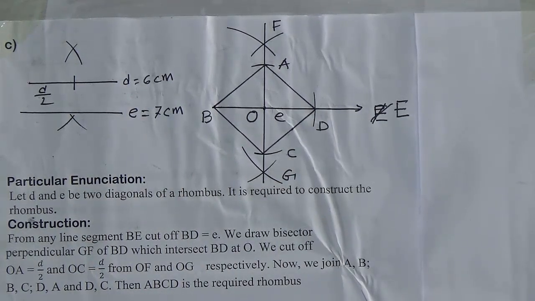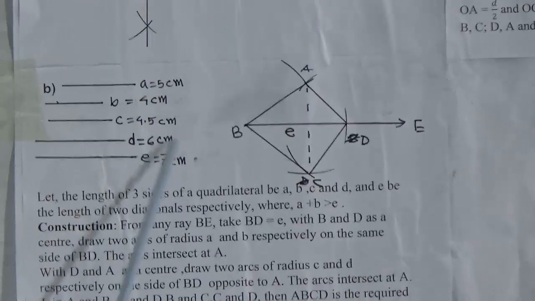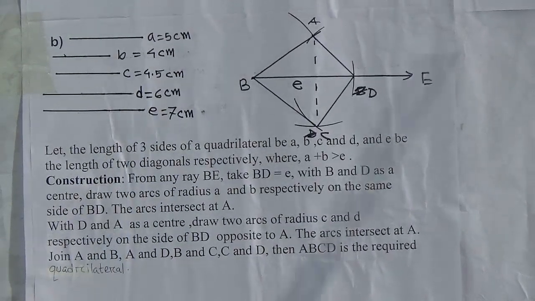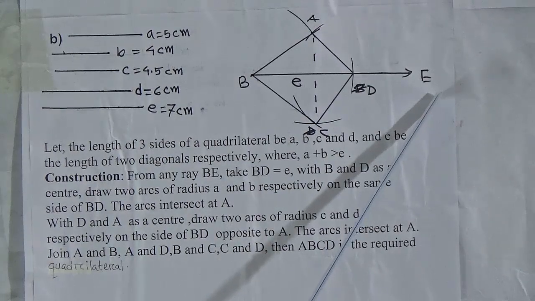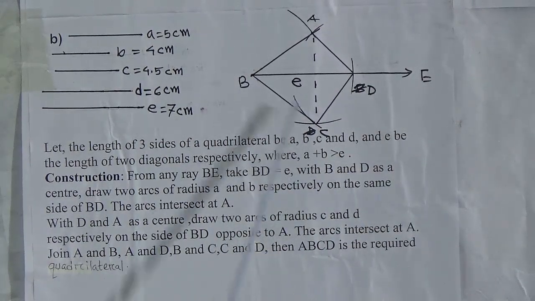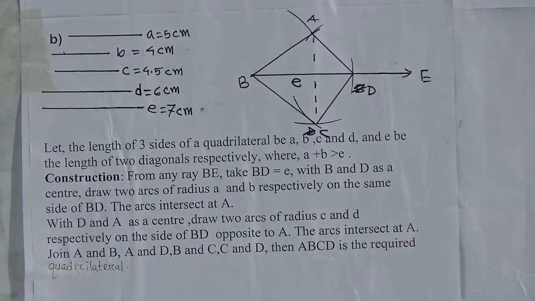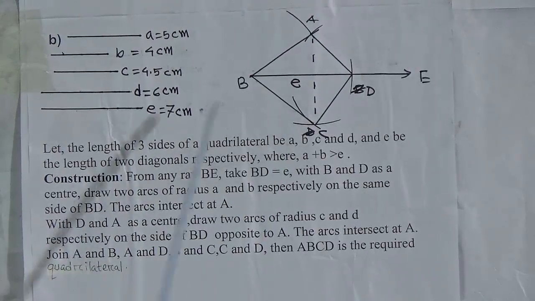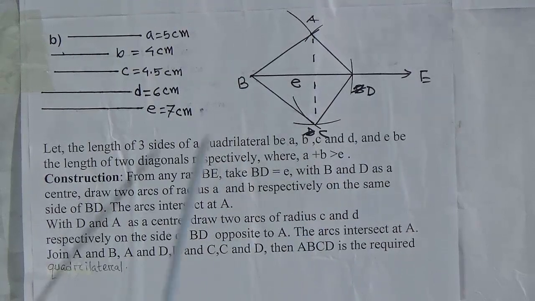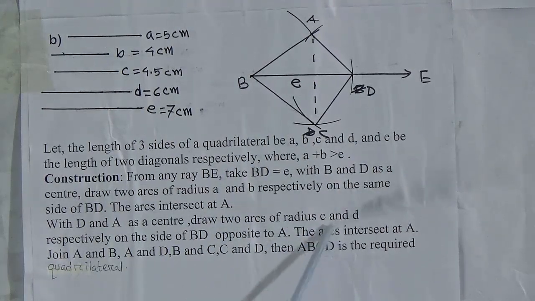Dear student, as B and C is difficult, so I will repeat again. Look, this is a equal to 5 cm, b equal to 4 cm, c equal to 4.5 cm, d equal to 6 cm. This is the diagonal and e equal to 7 cm. From any ray BE, we cut BD equal to e. With B and D as the center, draw two arcs on the radius a and b. On the same side of BD, the arcs intersect at A. With D and A at the center, draw two arcs of the radius c and d.